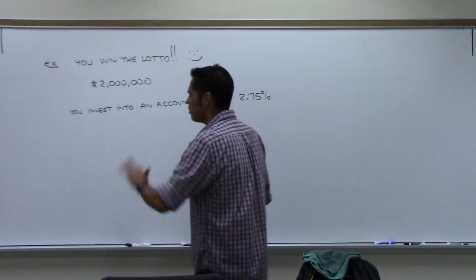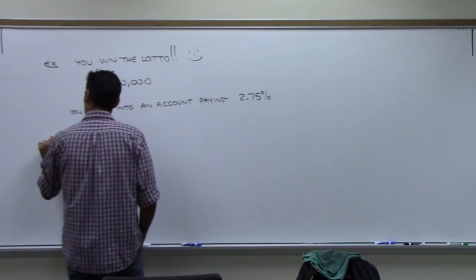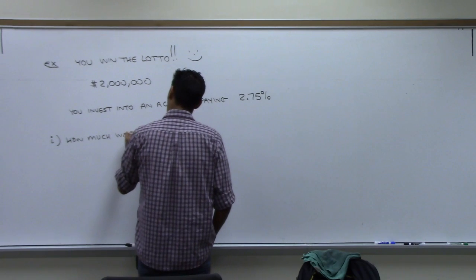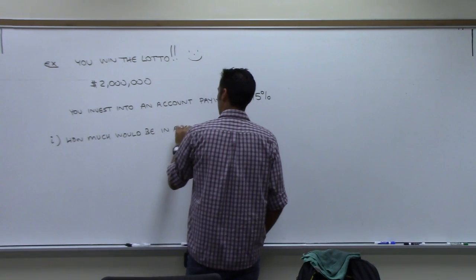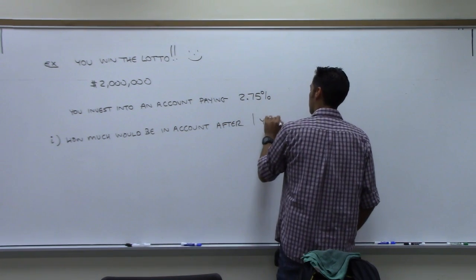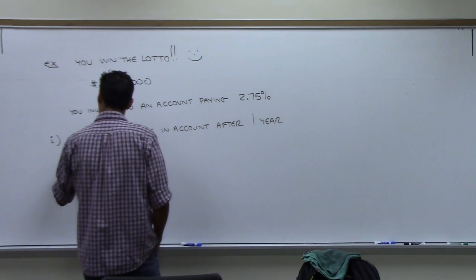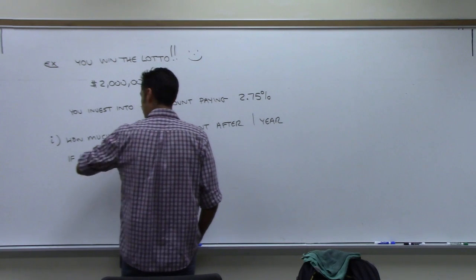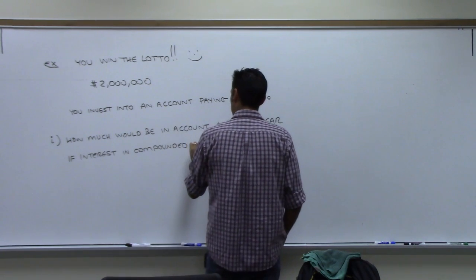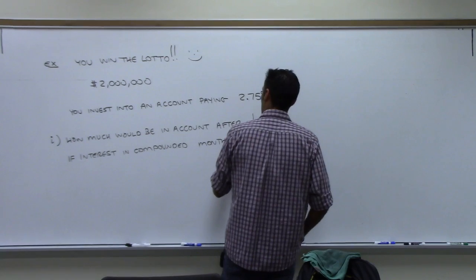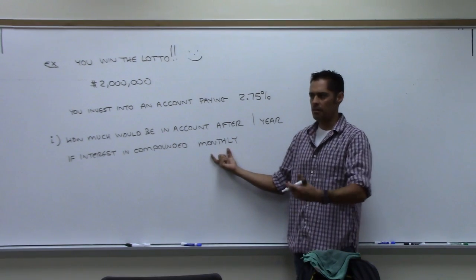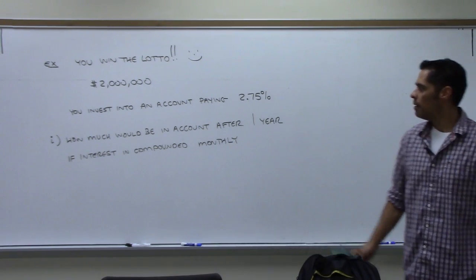You invest in an account paying, okay, so now let's take some different scenarios. How much would be in the account after 1 year if the interest is compounded monthly? And after we figure out this answer, we're going to do the same thing, and I'm not going to change anything in here except we're going to do it in a different time span. We'll do it daily or something. All right, that's the first part.